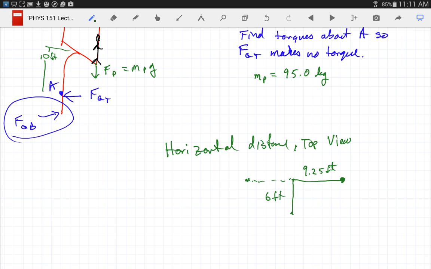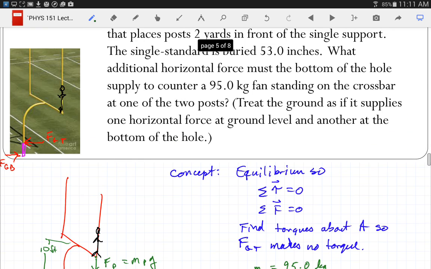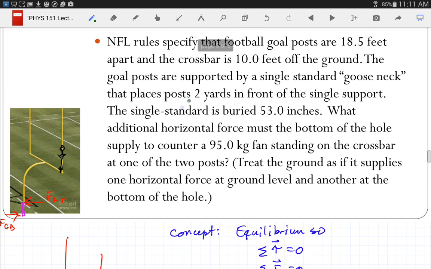Yes, Austin. Where do you get the 6 feet from? I get the 6 feet from 2 yards. A yard is 3 feet. 2 times 3, 6. It said the gooseneck is made so that the standard is 2 yards behind the goalpost, the crossbar. Oh. Right. This part right here.